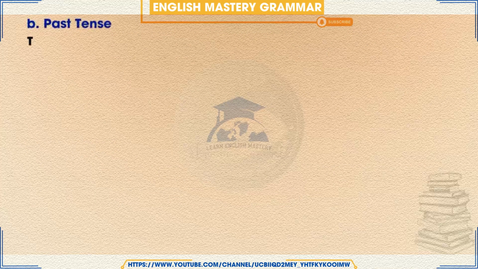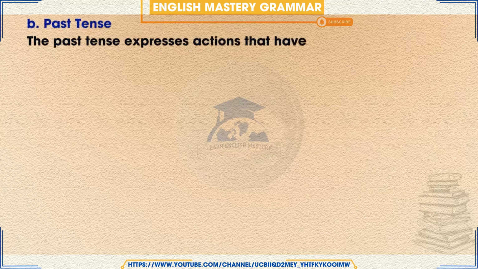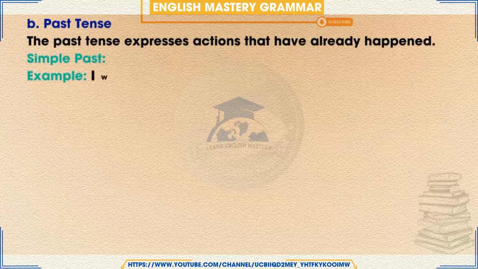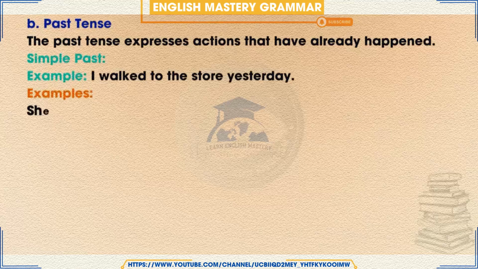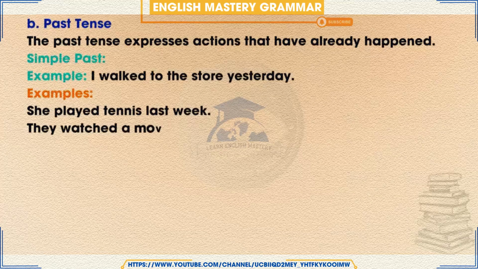B. Past tense. The past tense expresses actions that have already happened. Simple past. Example: I walked to the store yesterday. Examples: She played tennis last week. They watched a movie last night.